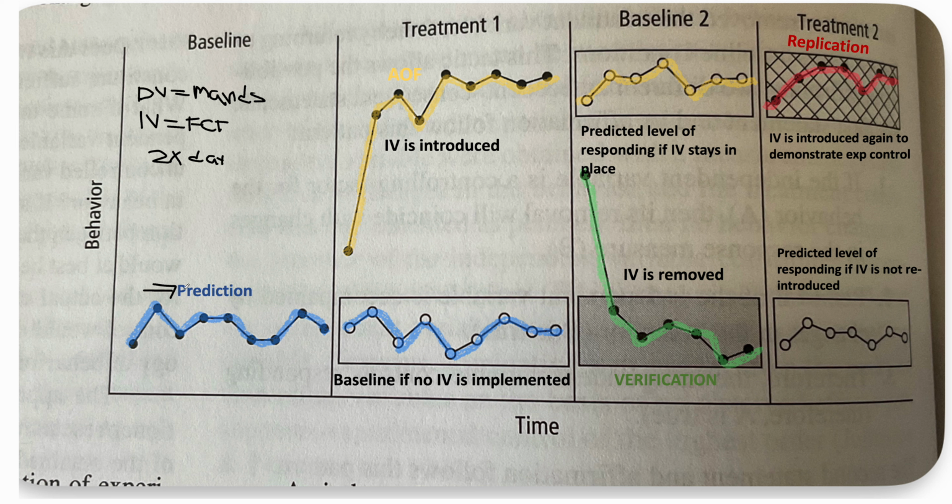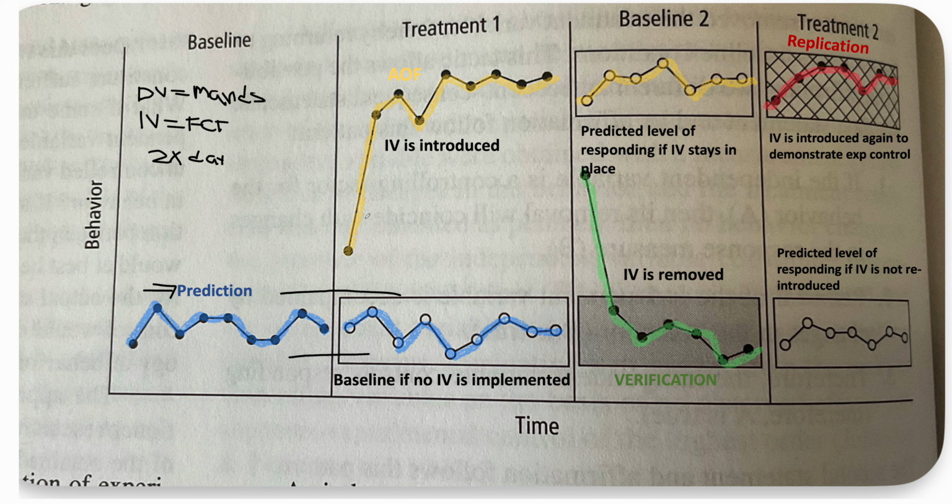Okay, so in the prediction section, the only thing we're doing is just saying, hey, if you don't do anything, nothing's gonna happen. And that's what's happening here. See? So this would have continued if nothing would have happened. If we don't introduce any intervention, nothing's gonna happen to the data. Meaning that the kid will probably just either decrease manding, or just stay at that frequency of 2 times per day. Okay, that's prediction.